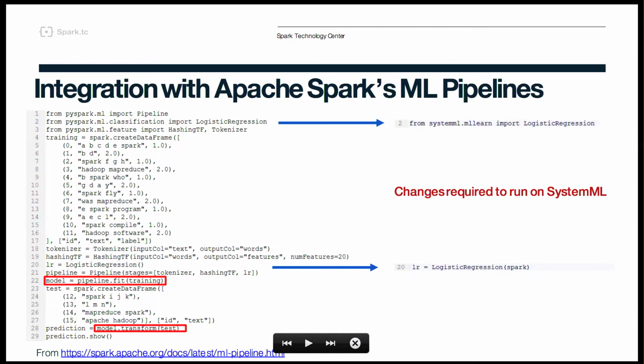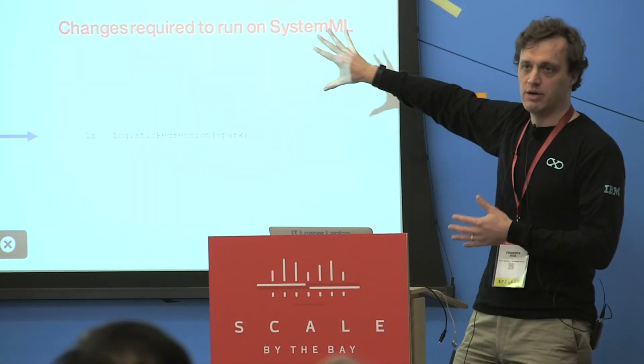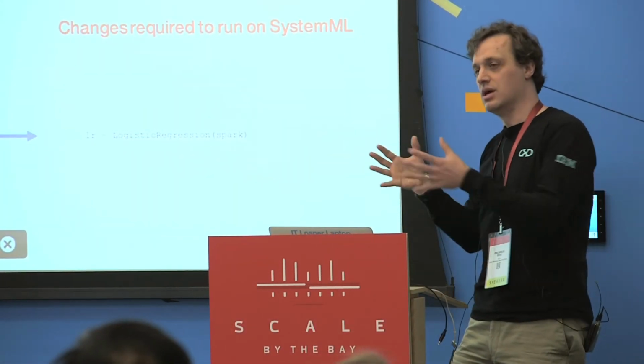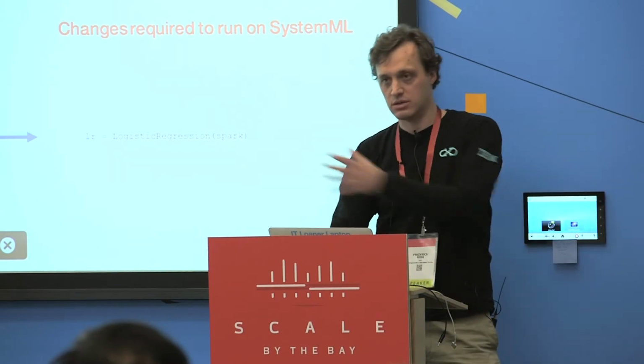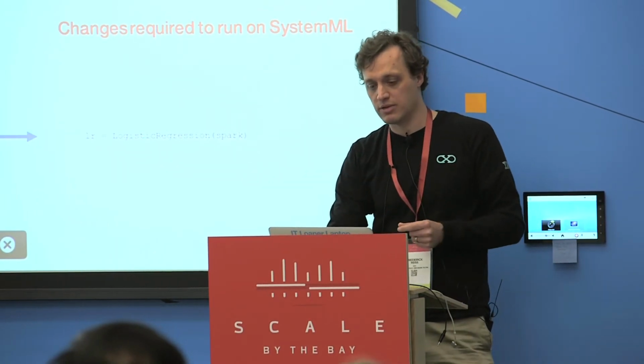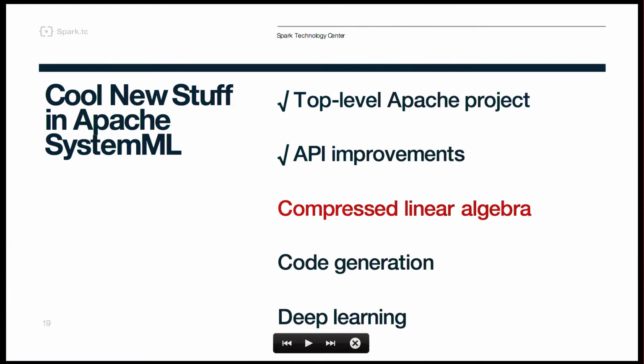We could do the same thing with Spark. You have a Spark example from Spark ML pipelines. You change 2 lines of code, and now you're using SystemML to do scalable logistic regression on top of the same Spark installation that's doing all the data transformation parts of your pipeline. So those are our API improvements. Next on the list is compressed linear algebra.